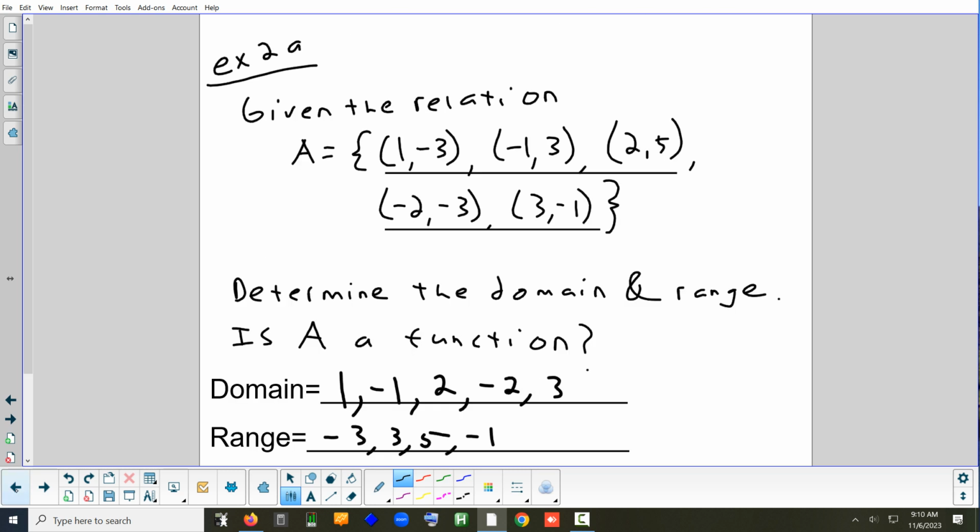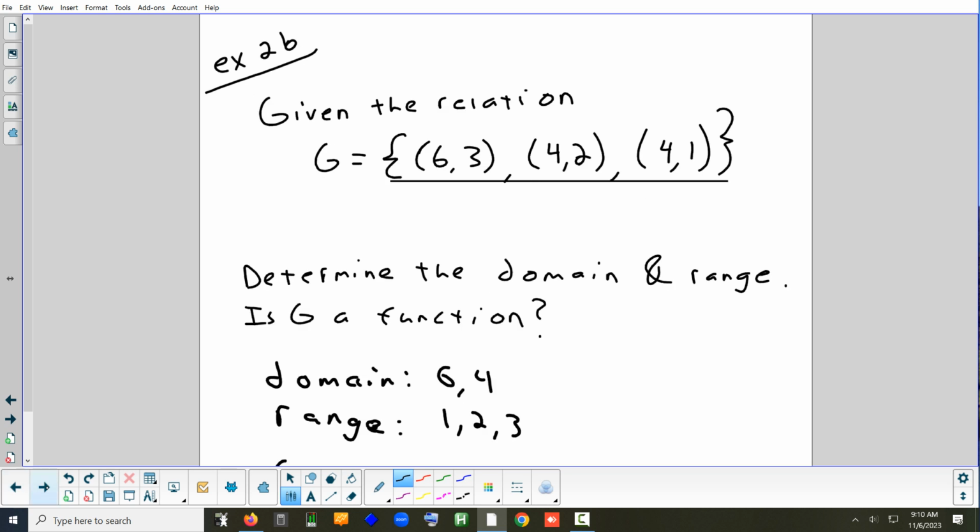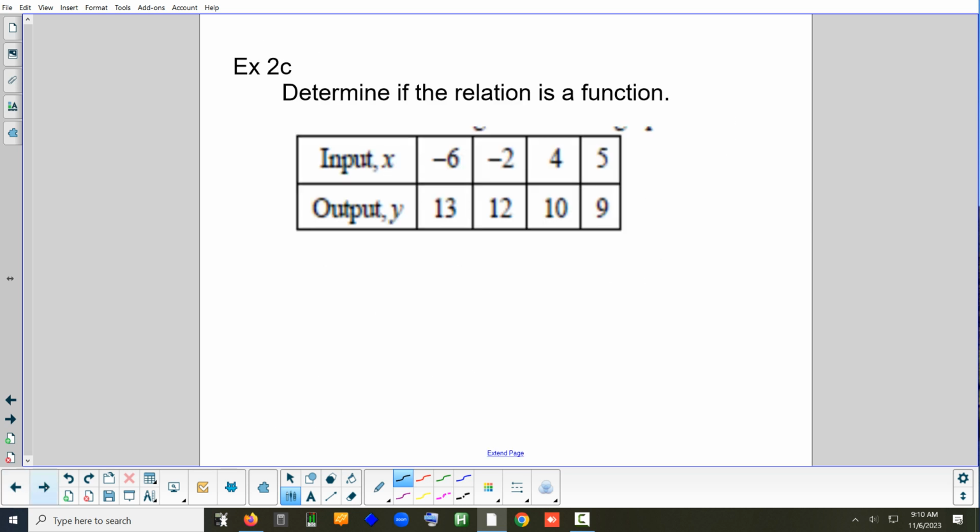So in both 2a and 2b, the way I gave you the problem is I just listed some coordinates. This time I'm going to give you a table. But you could really think of this table as being coordinates. How many coordinates am I really giving you in that table, if you were to write them that way? 4. Yes, I'm really giving you 4 different coordinates.